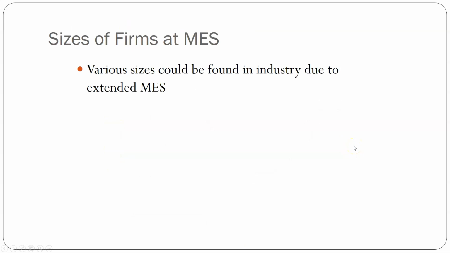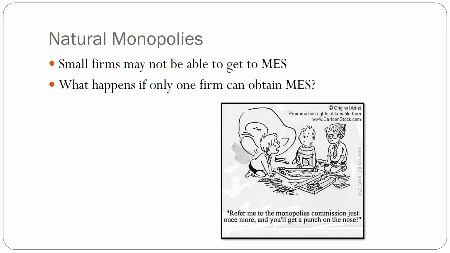So the sizes of firms at the minimum efficiency scale, just the constant returns of scale is fine. Various sizes could be found there, okay, because there's a larger portion of that. But sometimes we have more natural monopolies. Natural monopolies are going to come up again, and we're going to talk about economies of scale at that point. So what's the reality? Who can actually obtain the constant returns of scale? Well, probably the bigger companies, because again, they have the most money to do that. It costs money to get that capital. It costs money to run around and do all that kind of stuff.